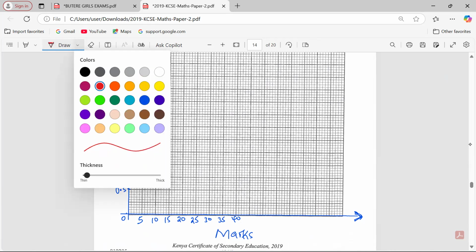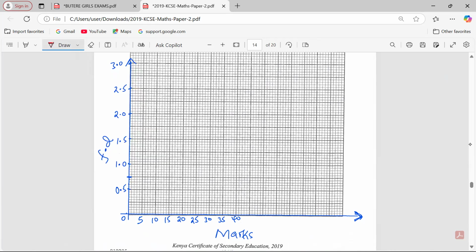Let me use a different color now for the bars. And 4 is here. This is where 4 is. See, now with this kind of a scale, we are in a position to read even the second decimal place. That is the first bar.